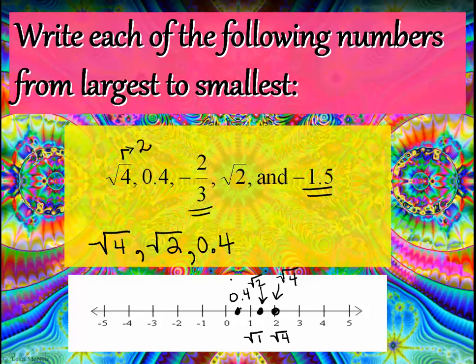Now I'm left with my two negatives. Remember, in the negative side, the numbers go in the opposite order. So negative 2/3 is actually larger than negative 1.5, because negative 2/3 would be 2/3 of a unit between 0 and negative 1, and negative 1.5 would go down 1 unit and a half of another. So negative 2/3 would come next, and negative 1.5 would be last.